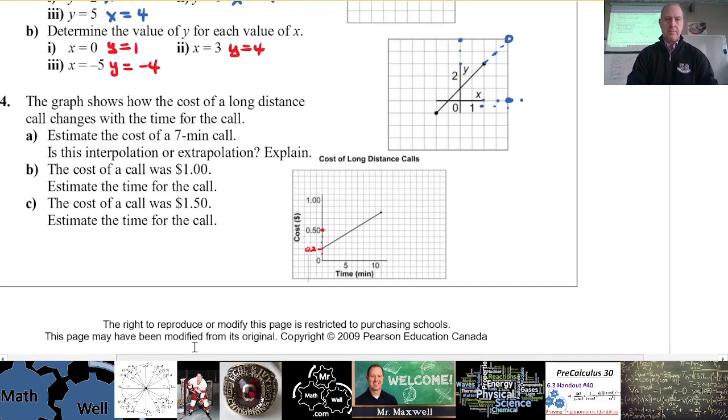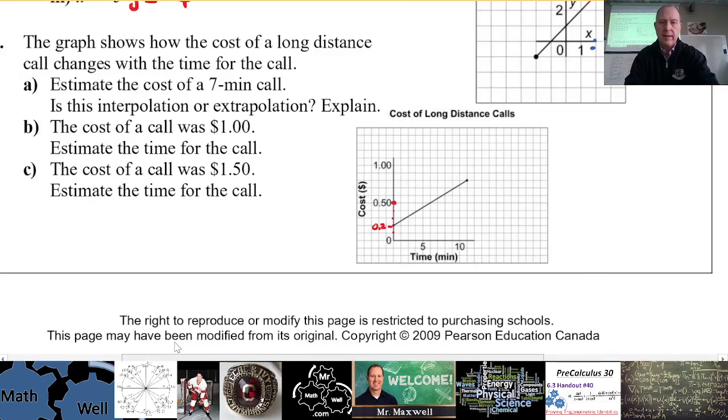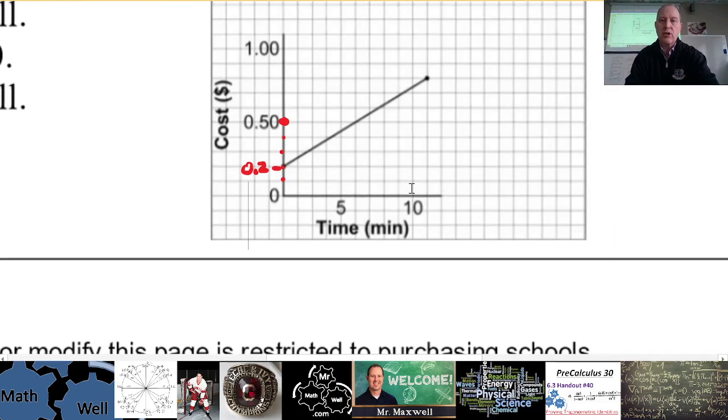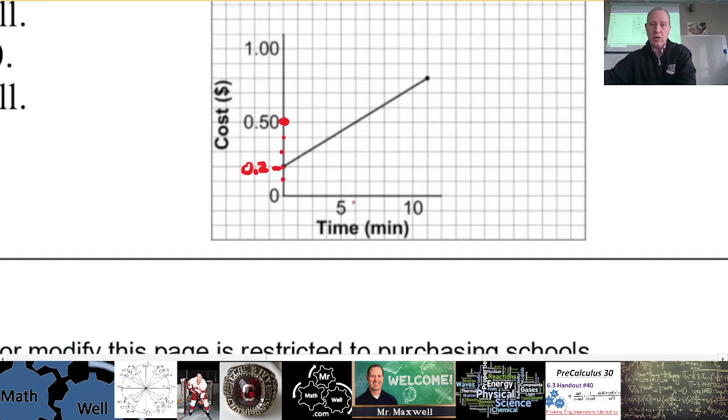Estimate the cost of a 7-minute call. A 7-minute call, we may have to interpolate. That means get information from in between points. We don't really know any points here, we just have this line. So 5, 6, 7, looks like this is 7. So we go up there, and what is that right there? You want to guess about 55, 56 cents maybe. I'm guessing a really good estimate there, because it looks like it's just above halfway in between.